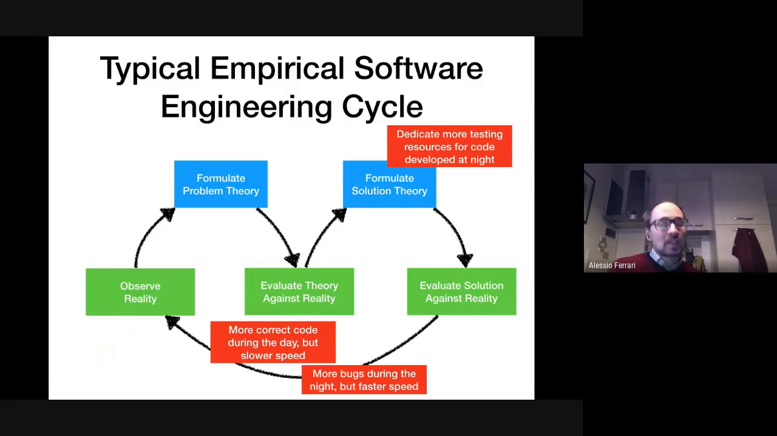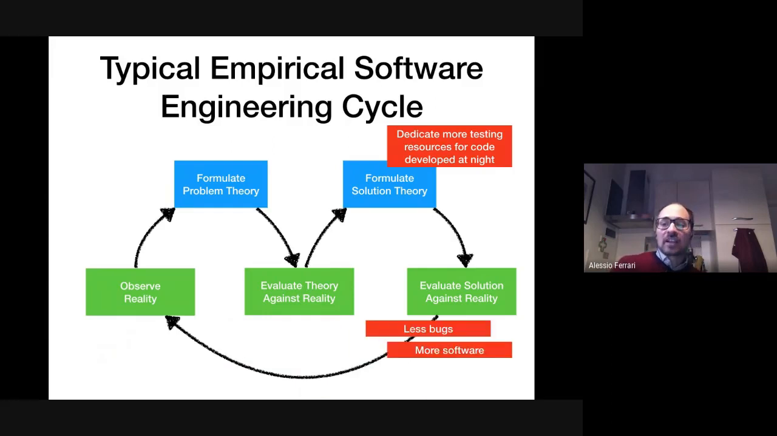But the solution that I can find is that instead of forbidding people to work at night to have correct code, I add more testing resources for code developed at night. So I invest some money for the testing resources instead of reducing the effort of the people during the night. I check this solution and I see that I have fewer bugs and at the same time also more software. So I can meet the delivery timeline.